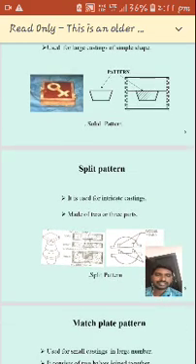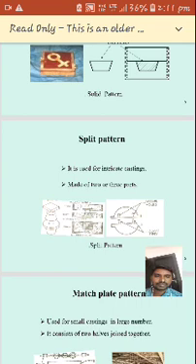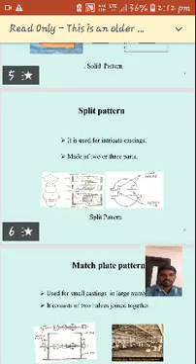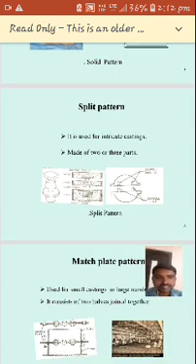The next type of pattern is the split pattern. It is used for intricate castings. It is made of 2 or 3 parts. A two-part pattern has the upper one called cope and the bottom one called drag. They are generally joined with 2 dowel pins.